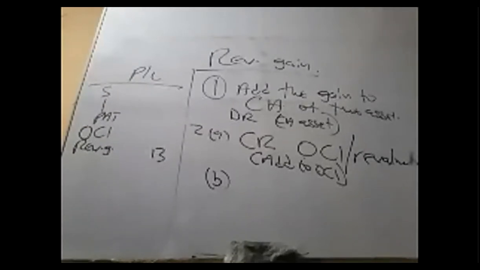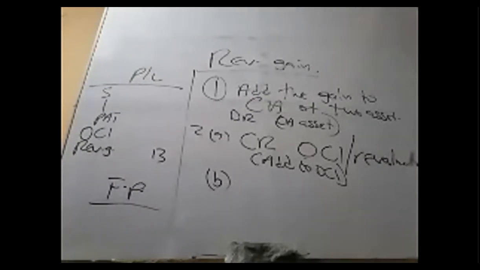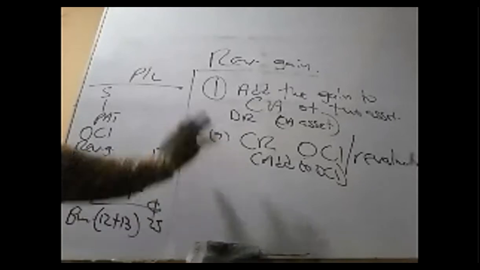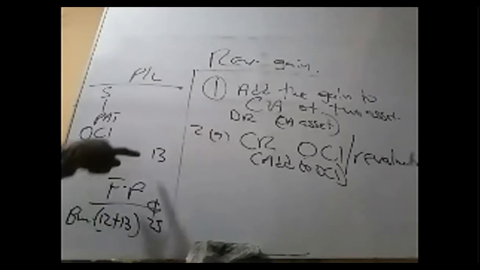Okay. Now let's continue the game. Then in the financial position, we said that the asset value becomes what? Just record the assets, maybe building. The value, just add the current amount, which was 12 plus 13, making 25. That is all. We are now done with the first treatment where there's no exception. So this is how we treat it. Add the gain to the current amount of the asset. We've done that. Send the gain to OCI. We've done that.